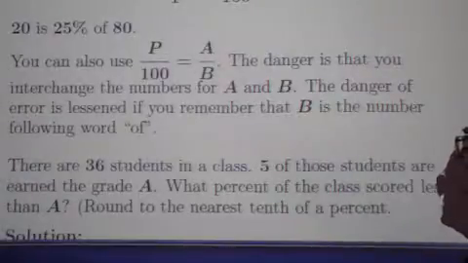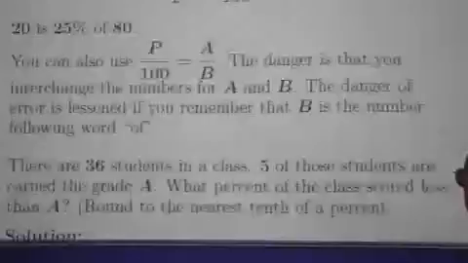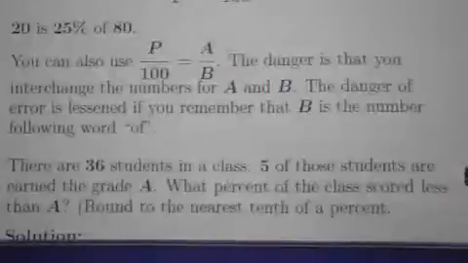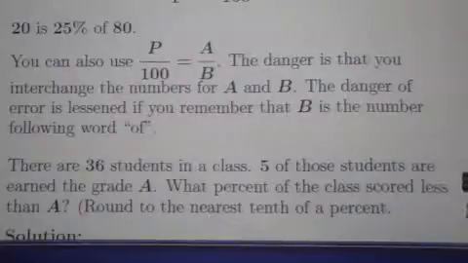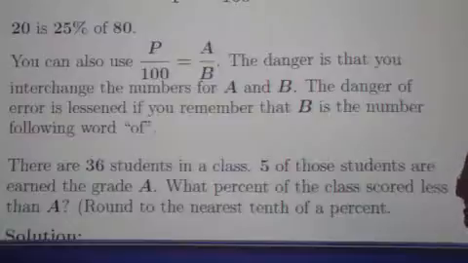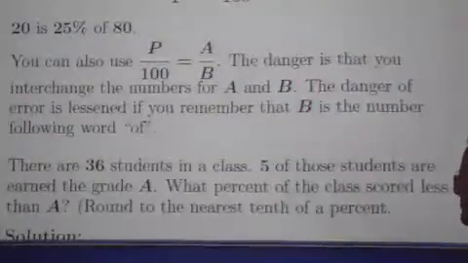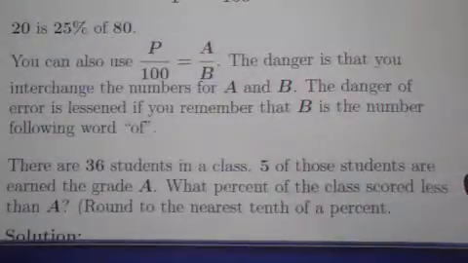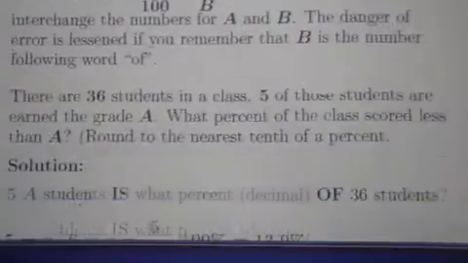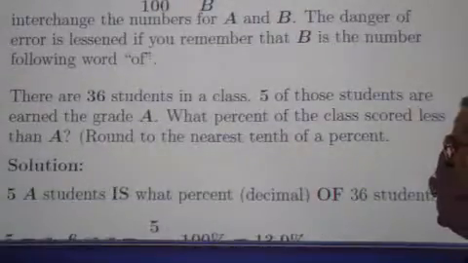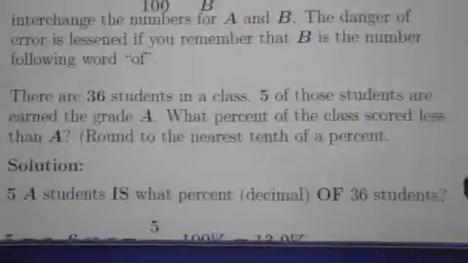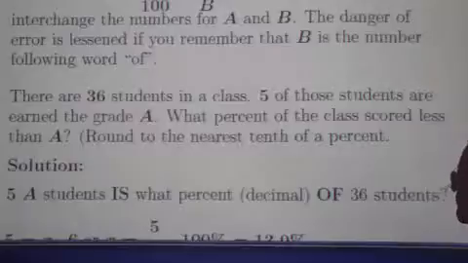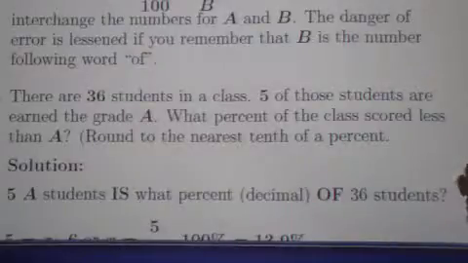There are 36 students in a class. 5 of those students have earned the grade of A. What percent of the class scored less than A? And round to the nearest tenth of a percent. Not tenth of a decimal, tenth of a percent. So 5 A's out of 36. 5 A students is what percent of 36? 5 is what percent of 36?